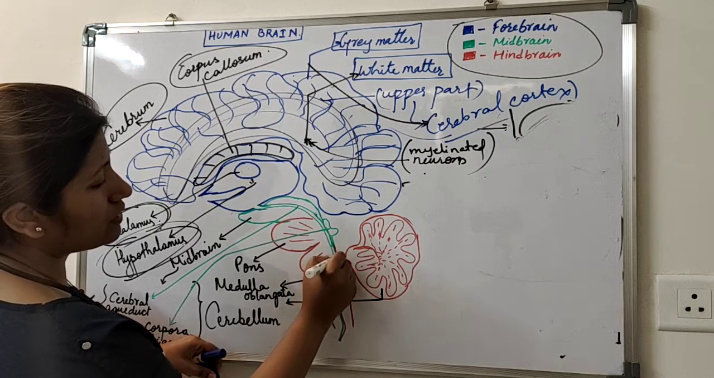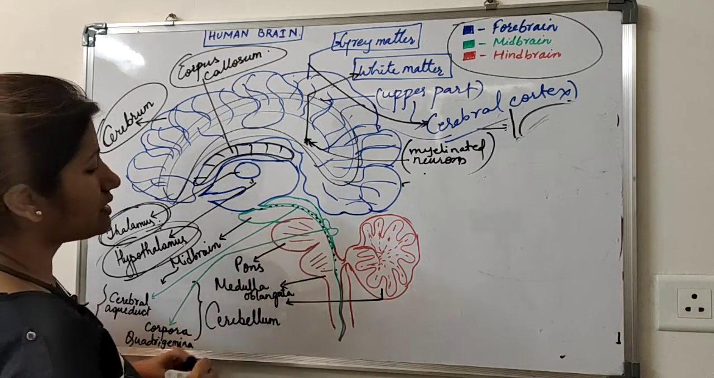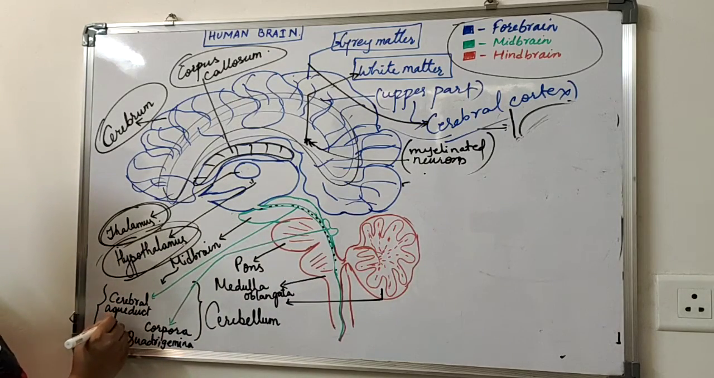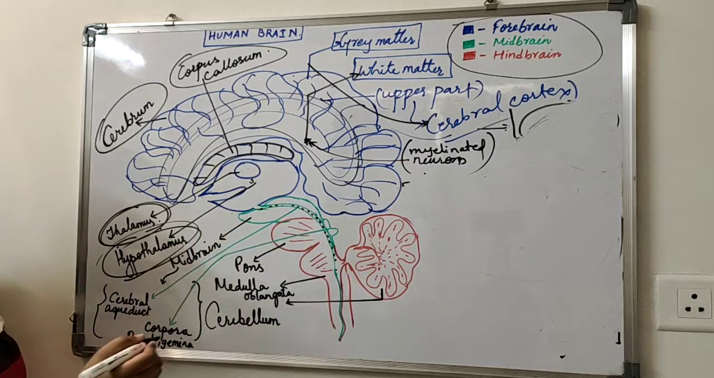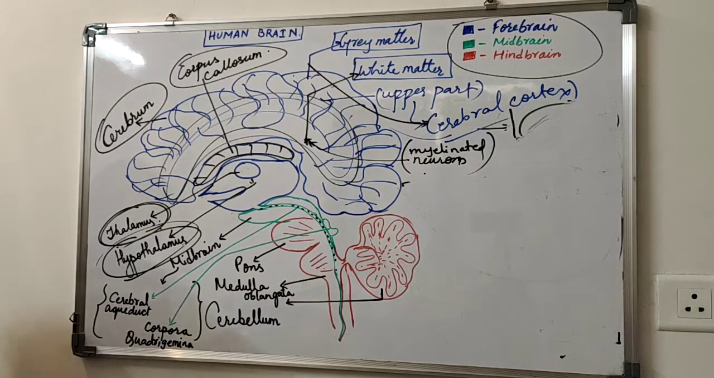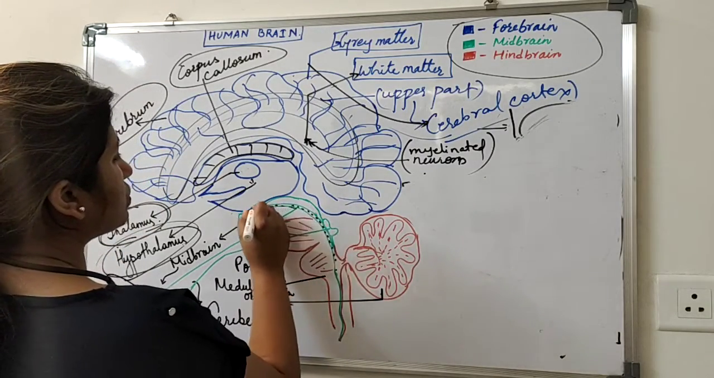Let me draw a dot here, so you can locate it. This canal is known as the cerebral aqueduct. Through this cerebral aqueduct, liquid flows. That liquid is known as cerebrospinal fluid. Through this, a liquid flows to the ventricles here.